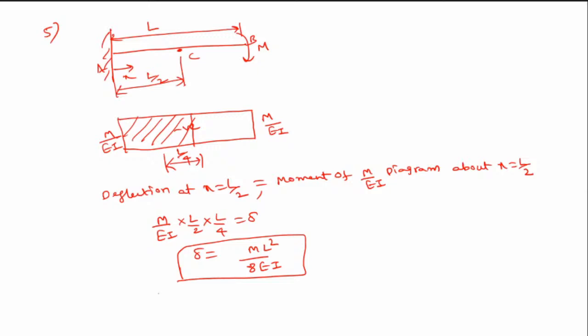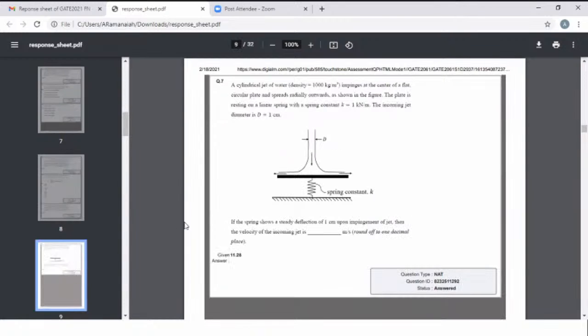Now let us go to the next question. This is another question in fluid mechanics. A cylindrical jet of density 1000 kg per meter cubed impinges on the center of a flat circular plate and spreads radially outward as shown in the figure. The plate is resting on a spring of constant k equal to 1 kilonewton per meter. The incoming jet diameter is d equal to 1 centimeter.